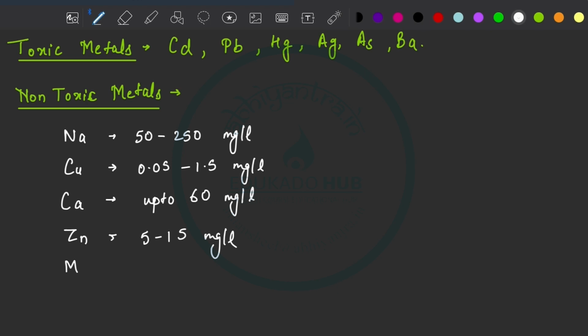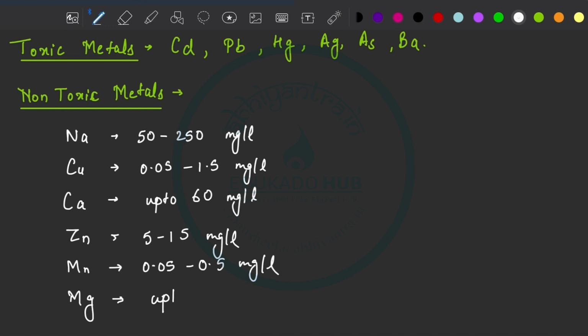Manganese, permissible value is 0.05 to 0.5 milligram per liter. And magnesium is also non-toxic up to 40 milligram per liter. And lastly, iron. Iron, permissible value is 0.1 to 1, it is okay, 0.1 to 1 milligram per liter.